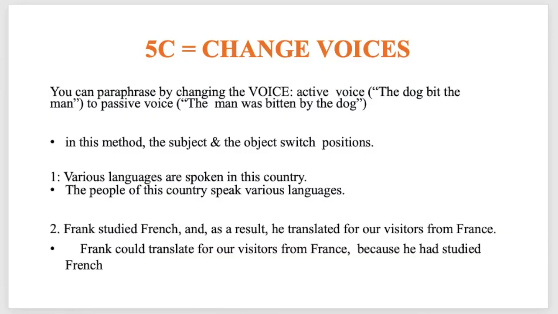Number two is change of voices. You can paraphrase by changing the voice from active voice, like the dog bit the man, to passive, the man was bitten by the dog. In this method, the subject and the object switch position. So various languages are spoken in this country becomes the people of this country speak various languages. Frank studied French, and as a result, he translated for our visitor from France becomes Frank could translate for our visitor from France because he had studied French. So this is how we change the voices.